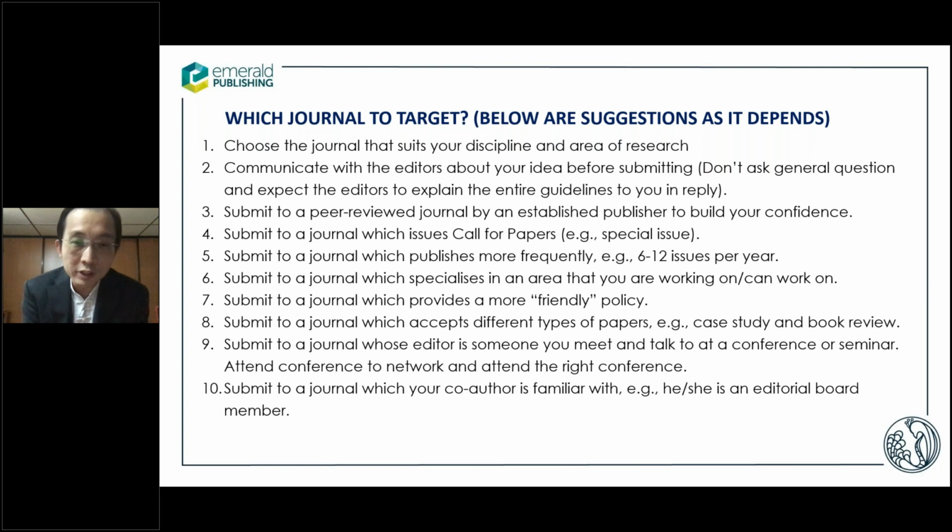Number one, choose the journal that suits your discipline and area of research. And number two, communicate with the editors about your idea before submitting. This is what I said earlier. All this can be done easily. It is within our control. Yes, peer review process, we don't know what will happen because we don't know who the reviewers are that our paper is assigned to. Yet there are things we can actually prepare and do well.